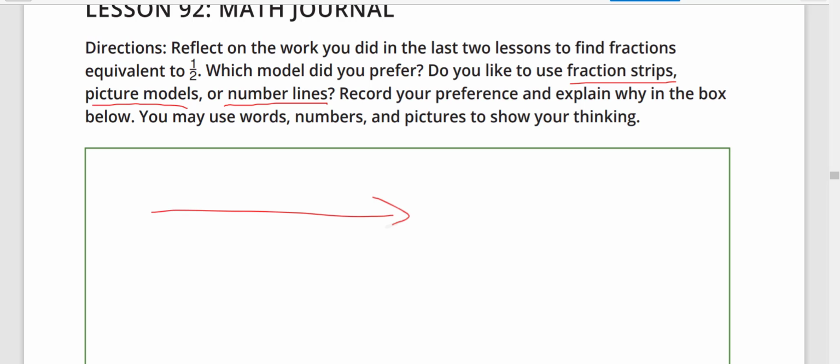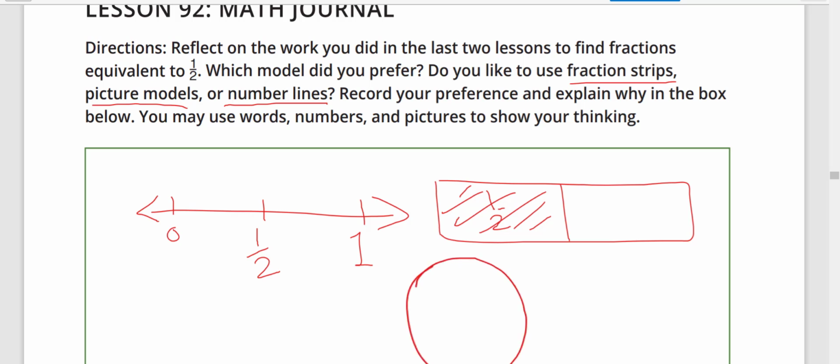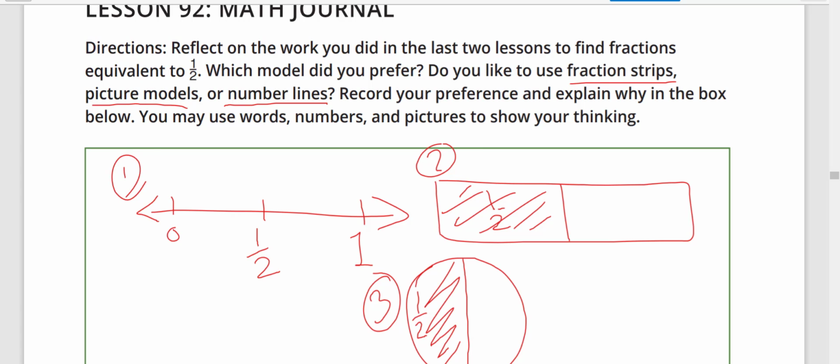Number line from 0 to 1, or picture, or fraction model to represent half. Write what you prefer: number line, or fraction strips, or picture. Finish.